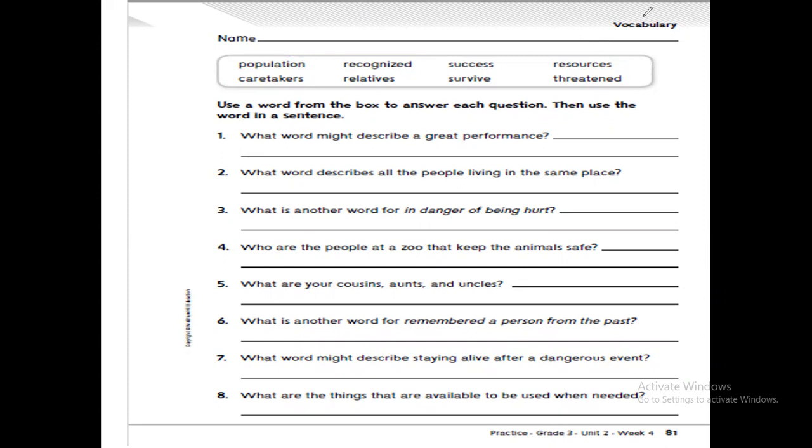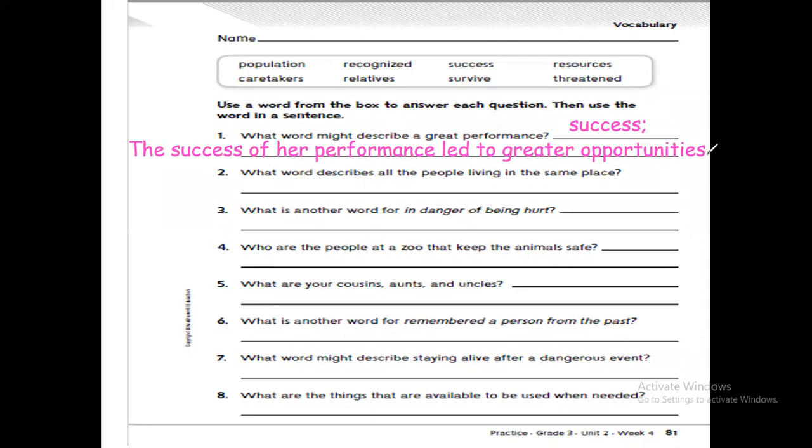Use the word from the box to answer each question, then use the word in a sentence. I already wrote some sentences for you. What word might describe a great performance? It ends well, so this is a success. The success of her performance led to greater opportunities. I put a period, but you cannot see it, right? Or maybe I didn't put it, I don't remember.